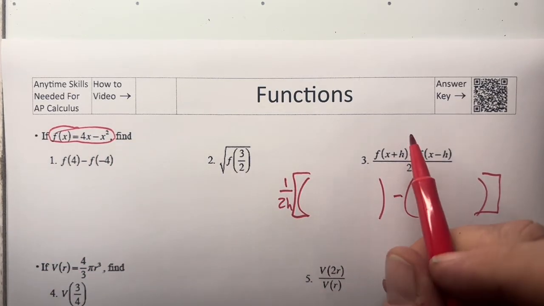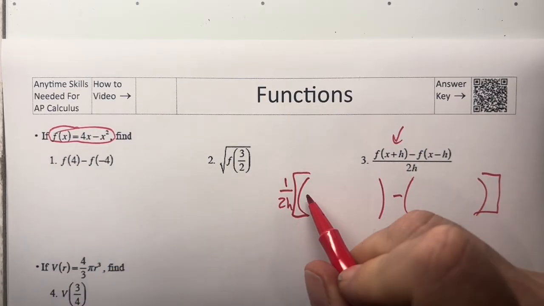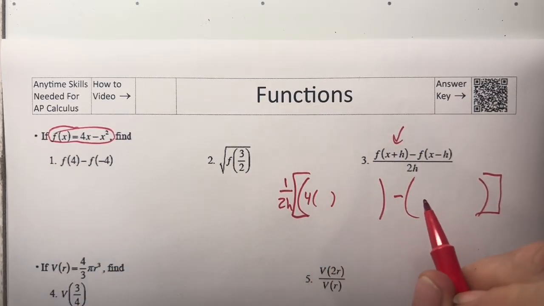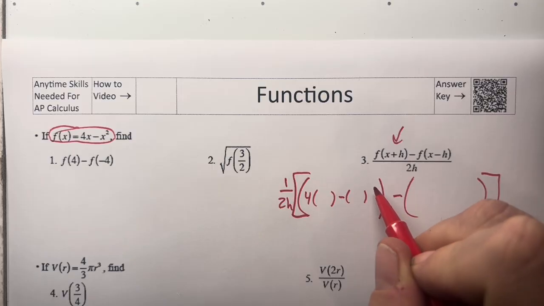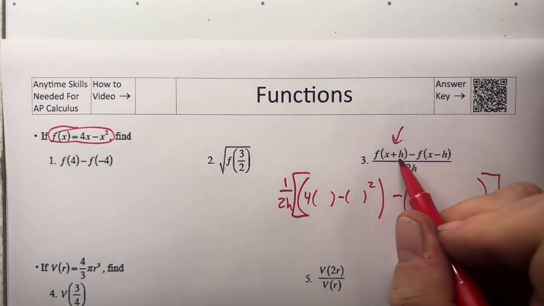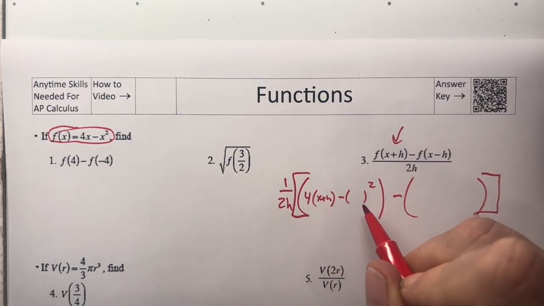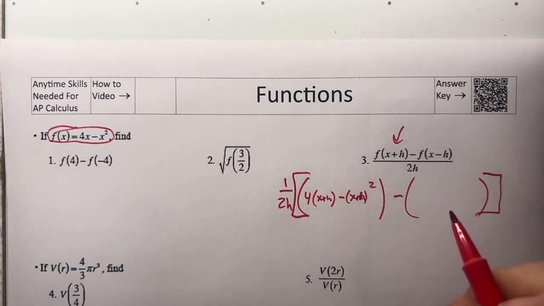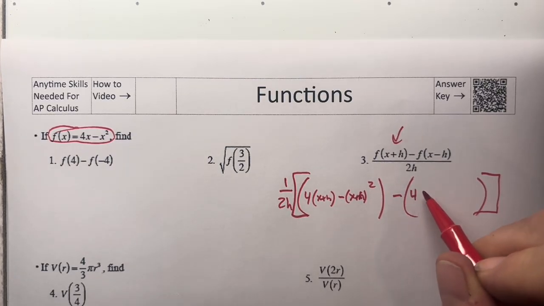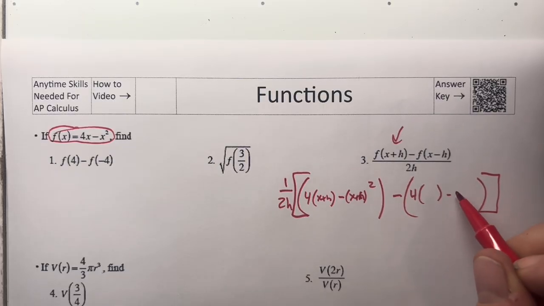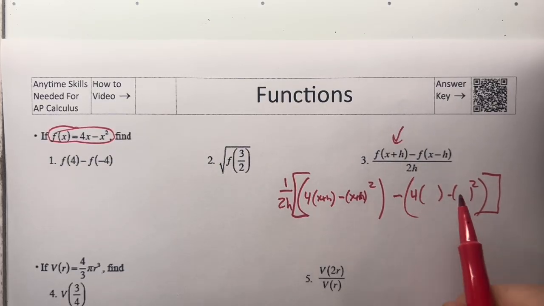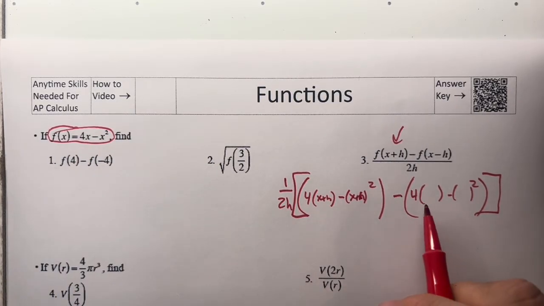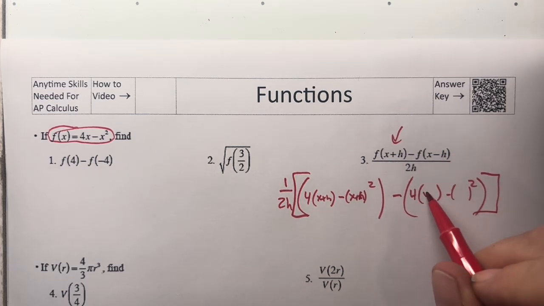When you're plugging in x plus h, you really want to use parentheses wherever the x is. And then you're going to plug in the x plus h into wherever there was an x. And then similarly, same thing over here. You know that this function is really 4x minus x squared. And then you'd plug in the x minus h.